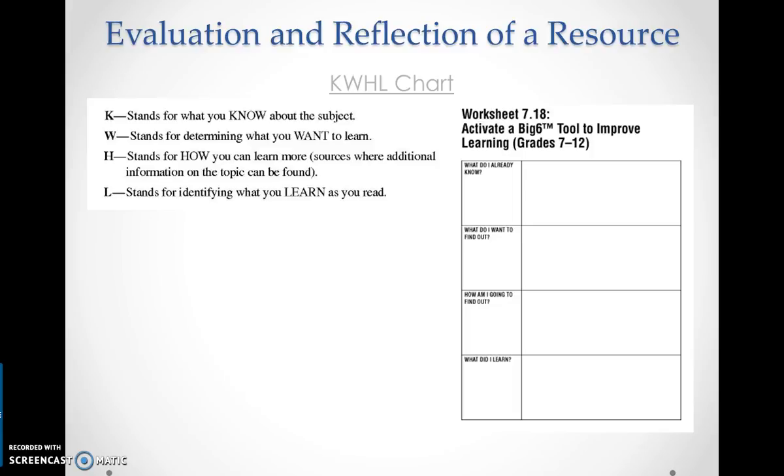So on the Big 6 website, I found a resource to evaluate and reflect upon. The resource that I found was the KWHL chart. So in my classroom, I currently use KWL charts. In the KWL charts, K stands for what you know about the subject, W stands for determining what you want to learn, and L stands for identifying what you learn as you read or as you go through the lesson, chapter, or unit.